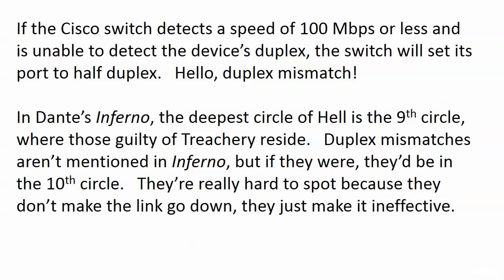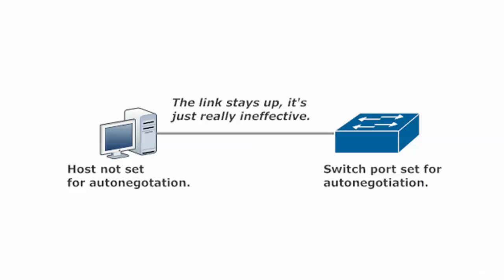In my estimation, using a bit of a literal reference here, in Inferno, the ninth circle of hell was the deepest circle, and duplex mismatches would be in the 10th circle if they were in that, because they're hard to spot because they don't make the link go down. They just make it really ineffective. I mean that so much. I said it twice, once on the previous screen and once on this one.